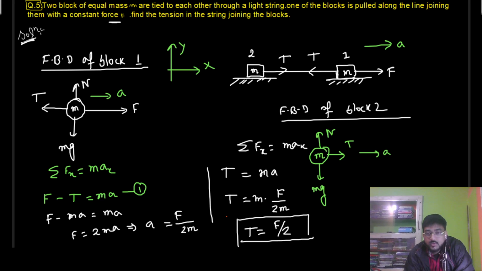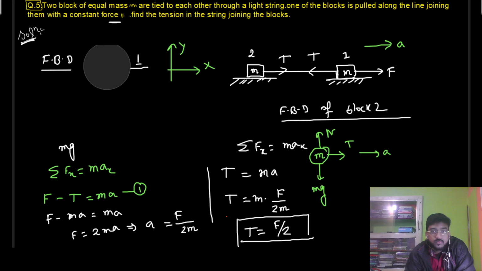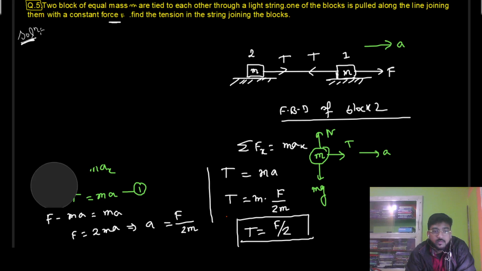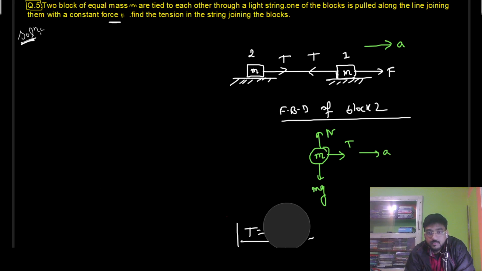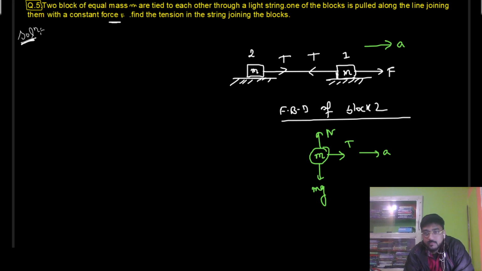You don't need these two free body diagrams, because we can find the acceleration directly. How can you do this? This is the more conventional way, but you can solve this problem more easily. Let me tell you the easiest process. In that case, we don't need the free body diagram of block 1. We will use only the free body diagram of block 2, because here only one force is involved.